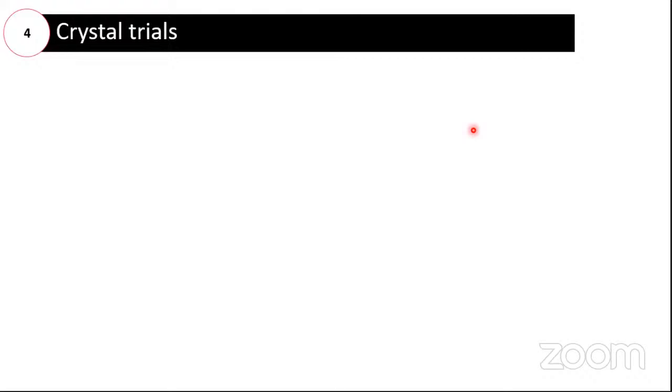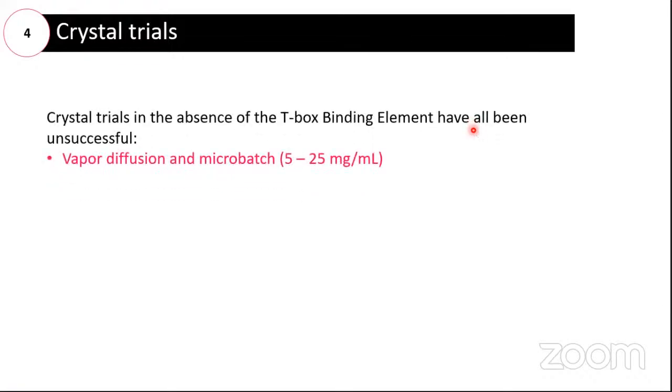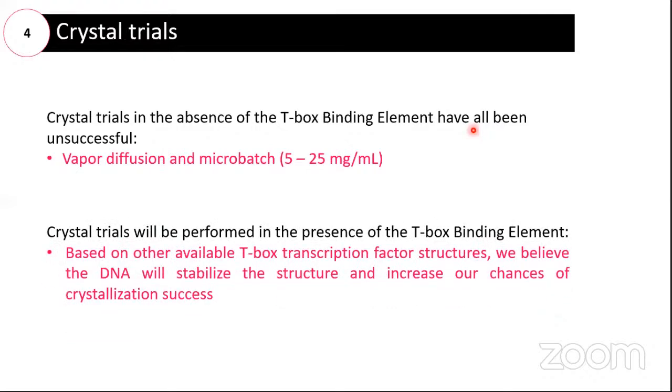Once a protein had been successfully characterized, both structurally and functionally, I then attempted to set up crystal trials in the presence and absence of DNA. However, so far I've only set up crystal trials in the absence of the T-box binding element, using vapor diffusion and microbatch methods from low to high concentrations. These trials have all been unsuccessful, and we think the reason is the instability of the protein in the apo form. So we believe crystal trials will work better, and hopefully we will obtain protein crystals, when we crystallize in the presence of a high concentration of the T-box binding element.